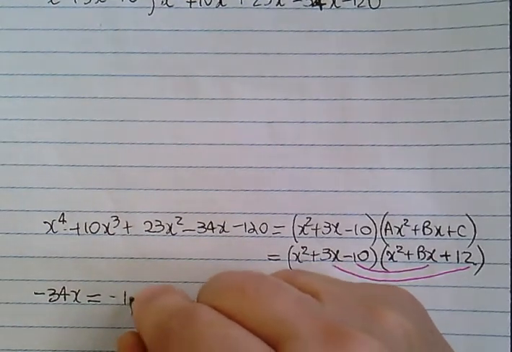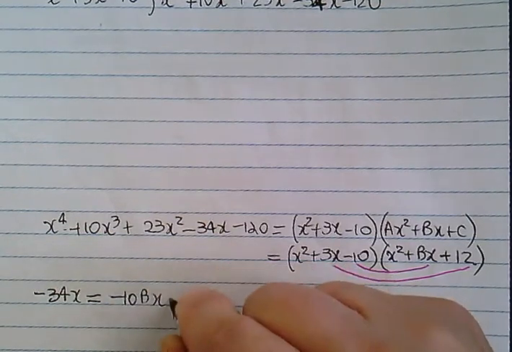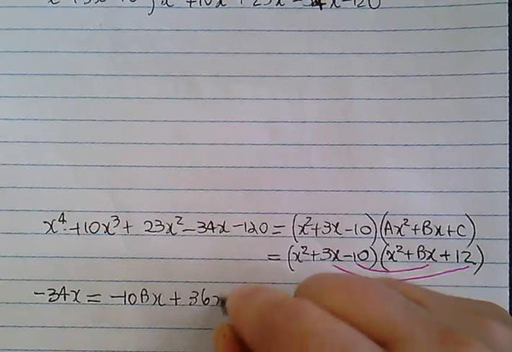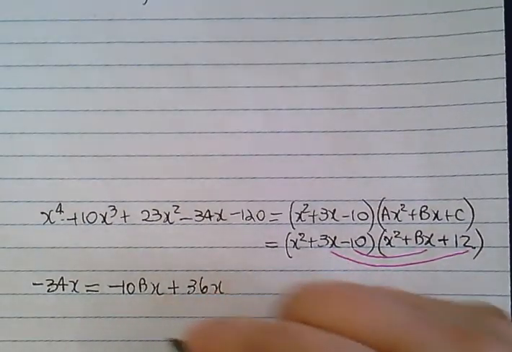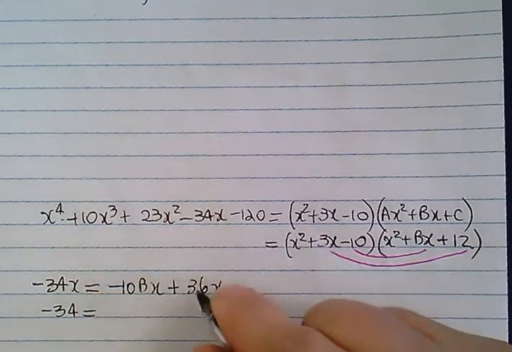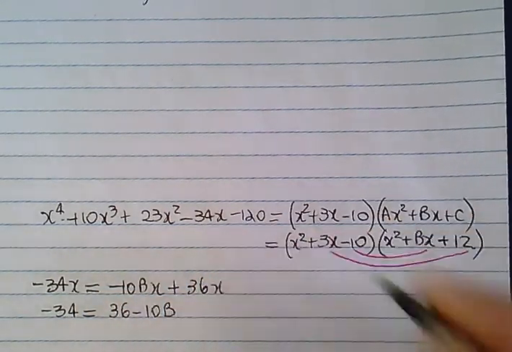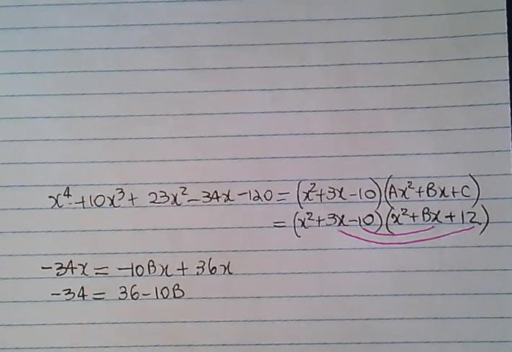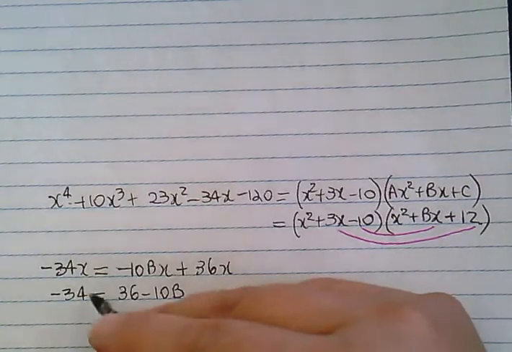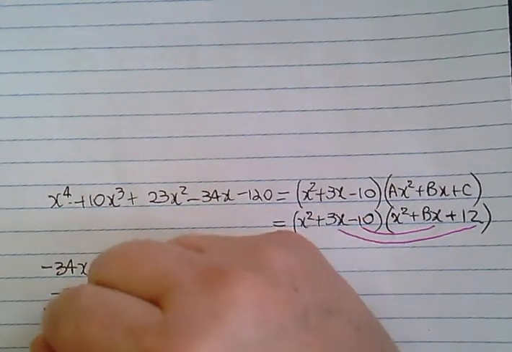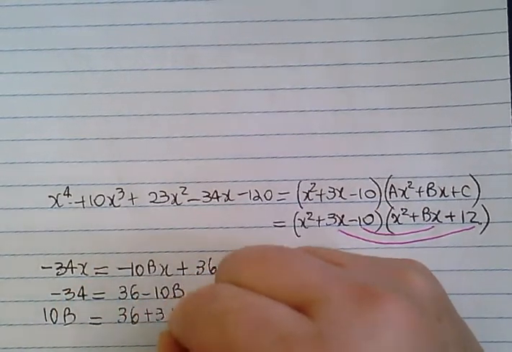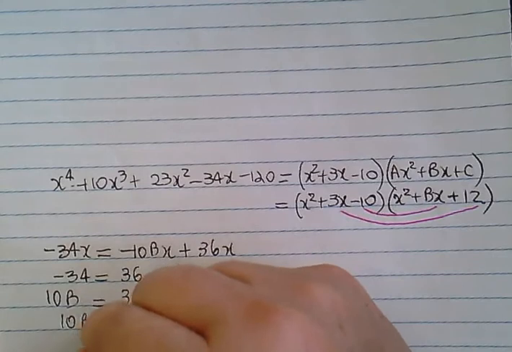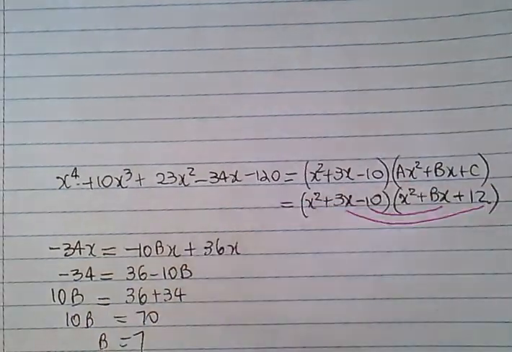So what have I got? Negative 10bx plus 36x? Well, I've got negative 34 is 36 minus 10b. What's that? B is a fraction. Whoa! Something's wrong. Oh, yeah, sorry. So 10b is 36 plus 34. That's better. Just can't solve equations. B is 7. Got it? B is 7.